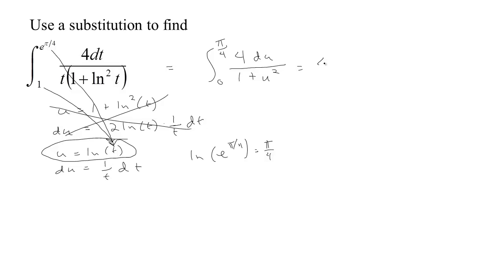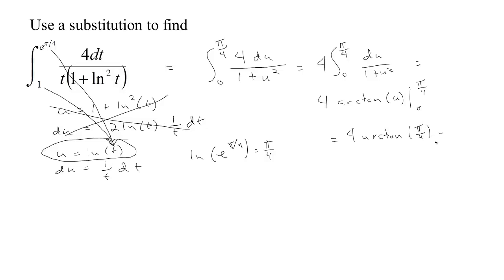Good. Now I can pull out that constant 4, and I see that this is an antiderivative I recognize, because the derivative of the arctan is 1 over 1 plus inside squared. So we have 4 times the arctan of u, evaluated between 0 and pi fourths. So we get 4 times the arctan of pi fourths minus 4 times the arctan of 0.